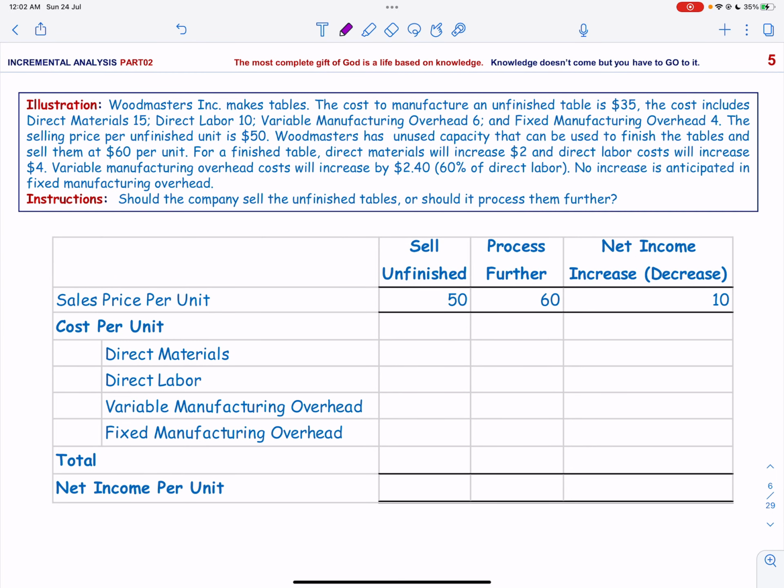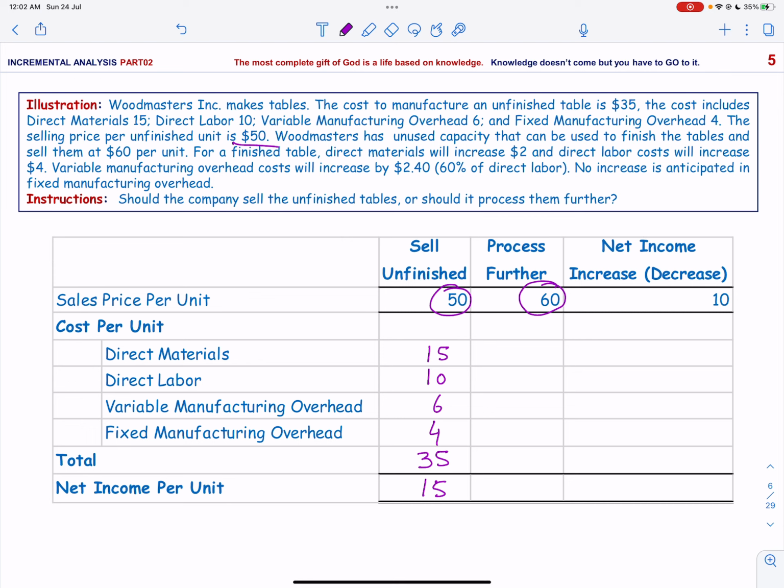Woodmasters Incorporation makes tables. The cost to manufacture an unfinished table is 35. The cost includes direct material 15, direct labor 10, variable manufacturing overhead 6, and fixed manufacturing overhead 4. The selling price per unfinished unit is 50, so the net income is 15. Woodmasters has unused capacity that can be used to finish the tables and sell them at 60 per unit.